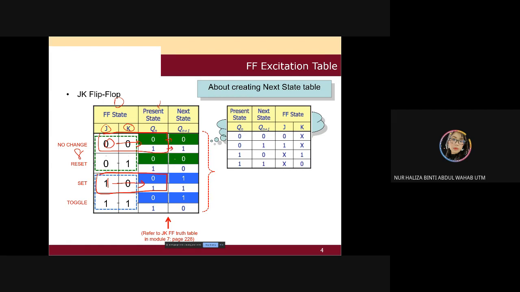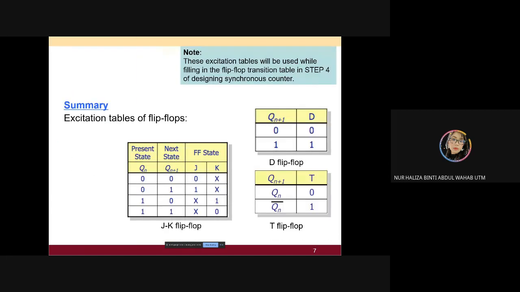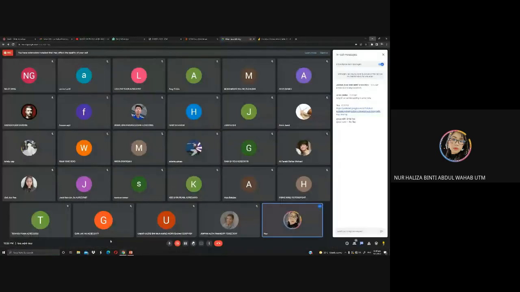What is your next state? And you summarize. And normally you're going to get like this. Similar to your T flip-flop also. So you need to refer back to your module 7, your D flip-flop summarization tables, and also your T summarizations. Okay, start now. 15 minutes only because it won't take longer, I guess, because it has 4 tables only.